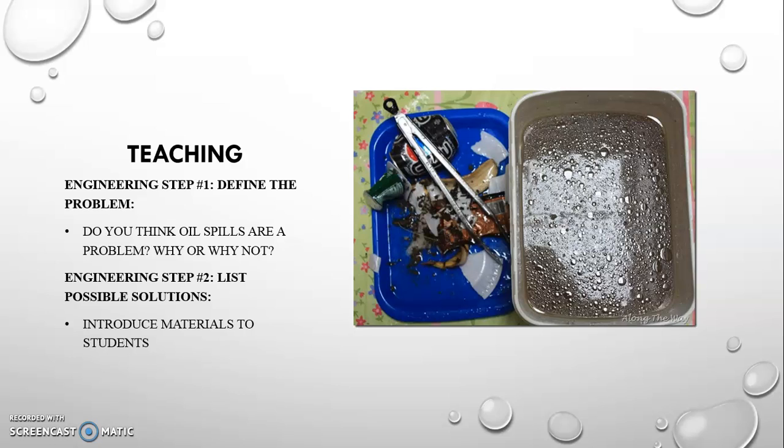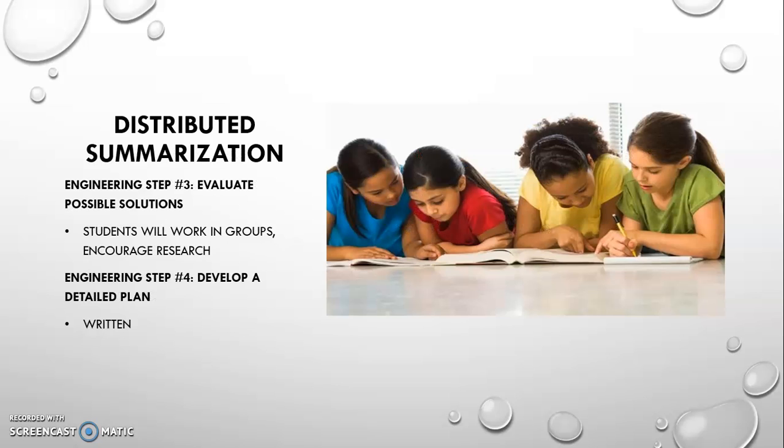Engineering step number 2 would come in the teaching portion as well, where we would list the possible solutions. So this is where I would introduce the materials to students and get them familiar with them. They would have bins filled with water, and I would probably just use vegetable oil just to mimic an oil spill. And then they would have a lot of different things as well. Cotton balls, paper towels, spoons, feathers, just all sorts of things that they could use. And so I would just show them all of the materials so they can start to think about what might work to clean up the oil spill, and just so that they would know what is available to them.